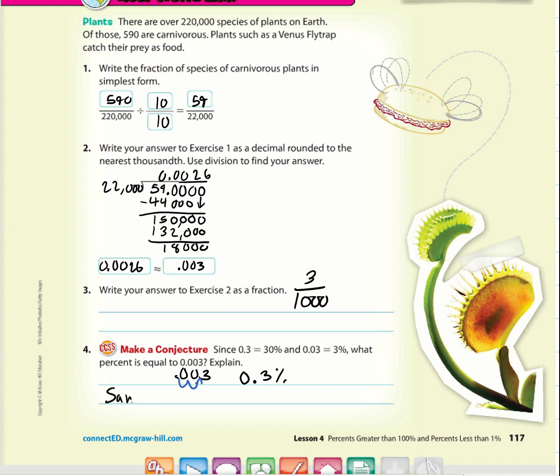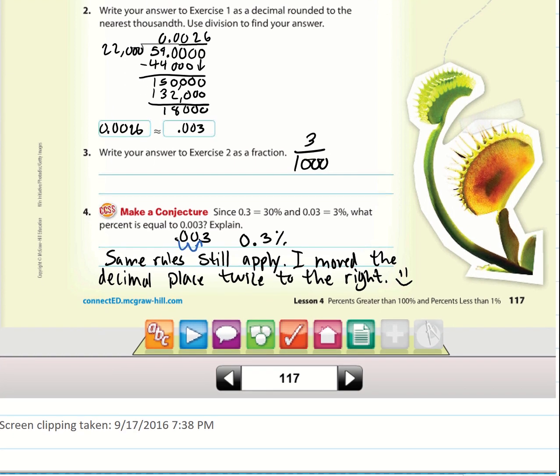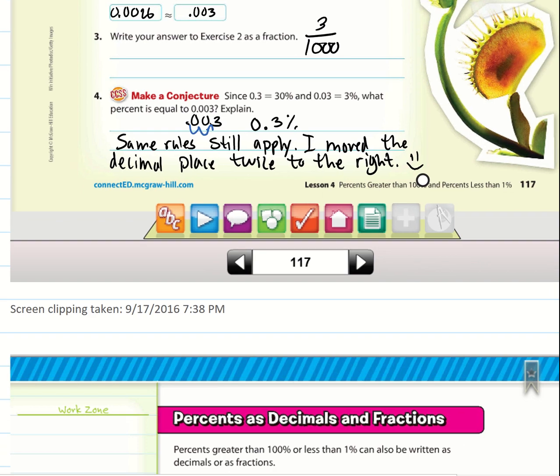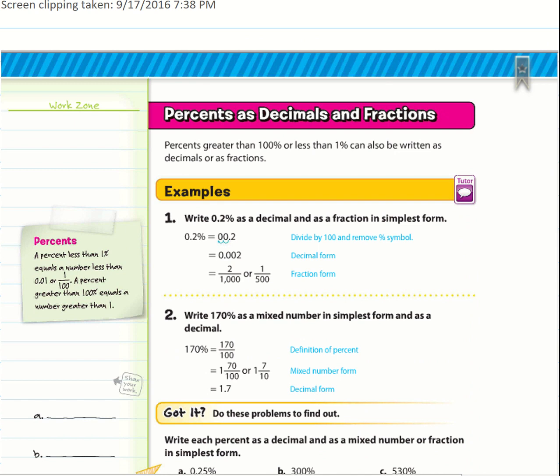And explain, I'm going to say same rules still apply. I moved the decimal place twice to the right. So same rules still apply. Even though this percent is not a whole number, or I'm not sure if you want to call it like that, it's still same rules. So percents as decimals and fractions.